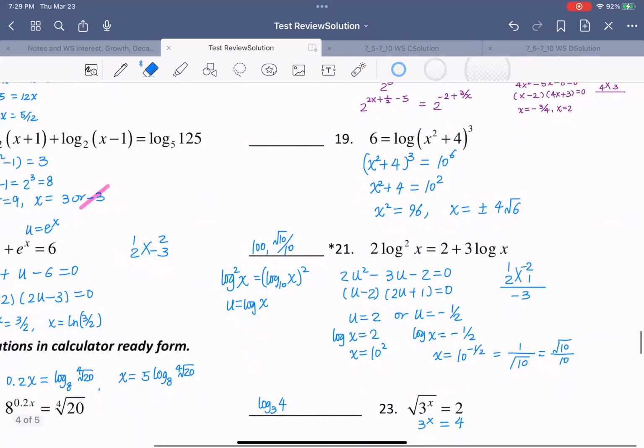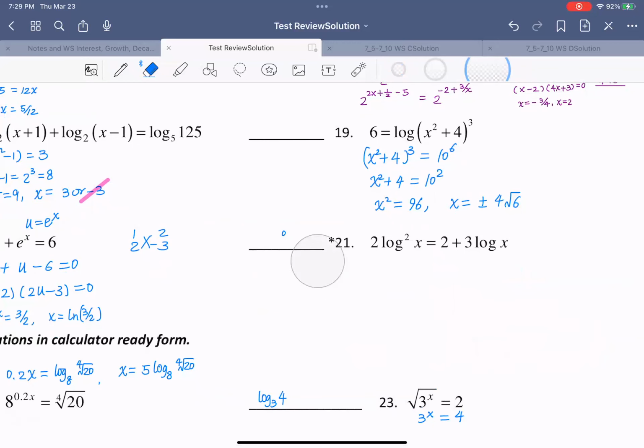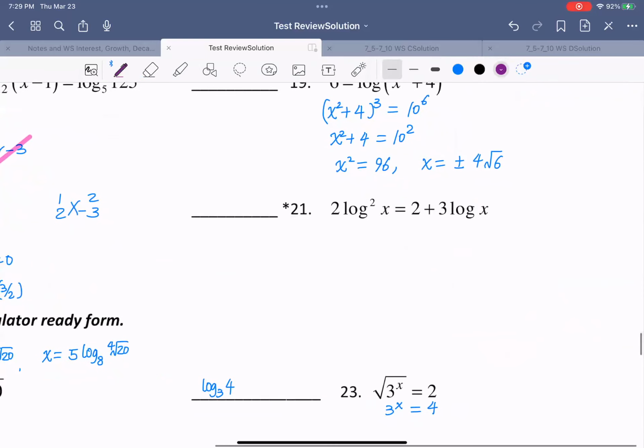Next one. Let's do number 21. This might be the first time you see a number appear here. This is something new. If you have 2 log x, this is log base 10, so x squared. This 2 put on the shoulder is a square. They put the square on this location. There is a new meaning.